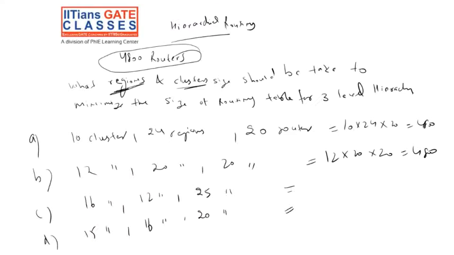If you see, hierarchical means what? Clusters are there. Let's say 10 clusters are there. In each cluster, 24 regions are there, right? And in each region, 20 routers are there. So if you need to search from one cluster to one region to one router, how much is the maximum search? In the worst case, all 10 clusters, then all regions, then all routers, right? So how much searching time will be there in this one?